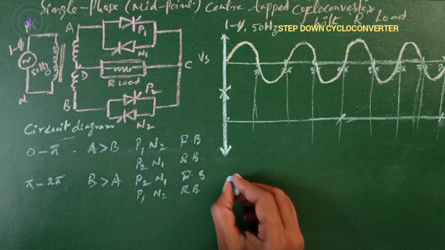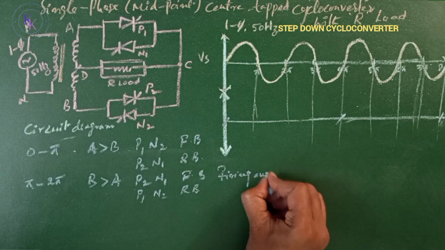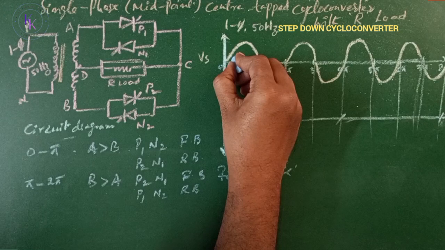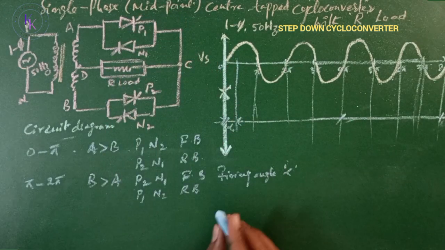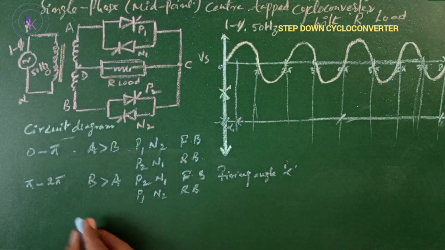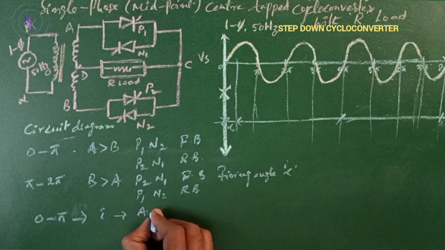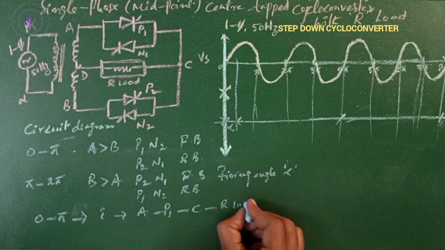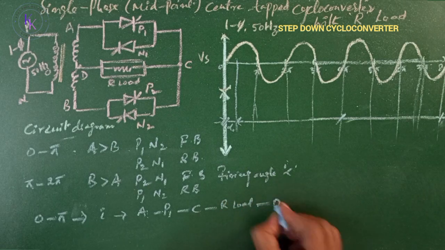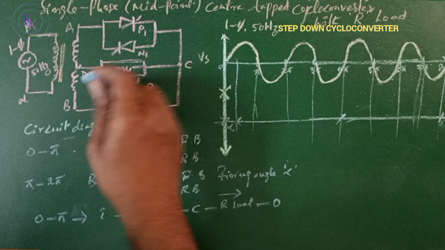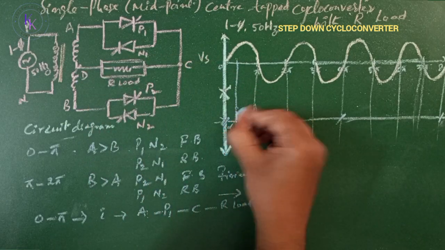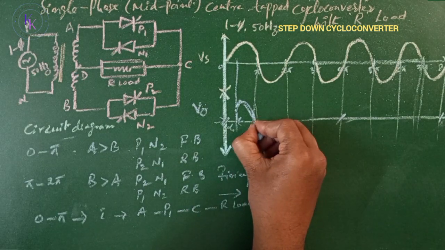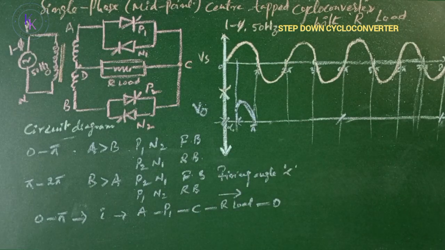For all the thyristors, I am considering firing angle alpha. In between 0 to pi, at an angle alpha, I am turning on the thyristor P1. When I turn on the thyristor P1, the current flows from A to P1, P1 to C, C to R load to D. The input voltage appears across the load from alpha, output voltage V0. At pi, P1 comes to natural commutation and stops conducting.